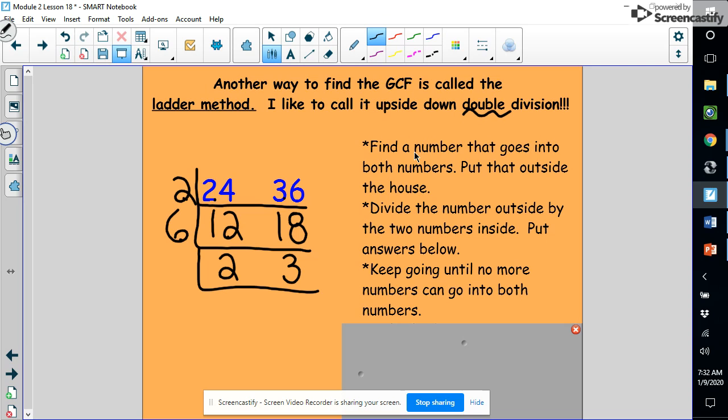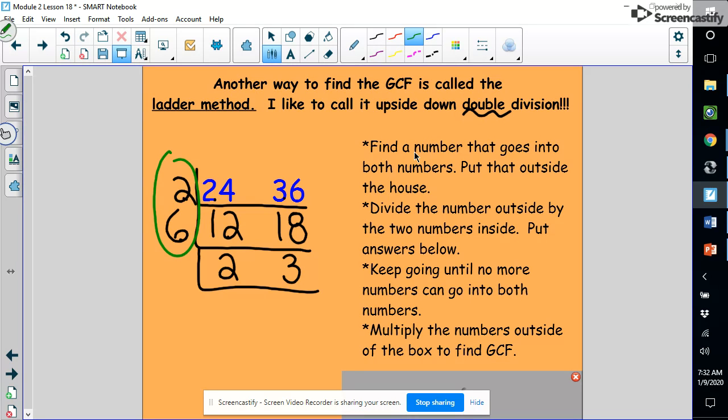So my last step is to multiply the numbers outside of the box to find the GCF. If you look at my two numbers that are outside of the box, I have 2 times 6, which is going to equal 12. So 12 is the greatest number that is a factor of both 24 and 36. That's how you would find the greatest common factor.